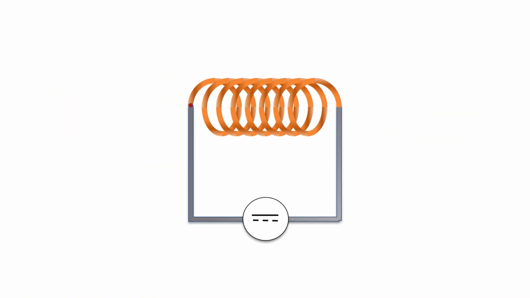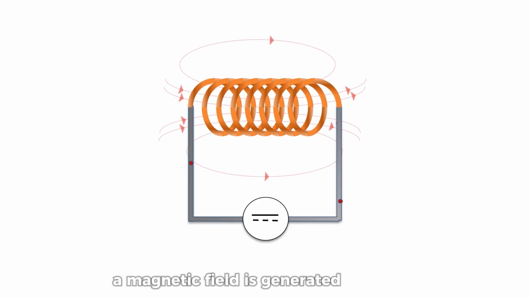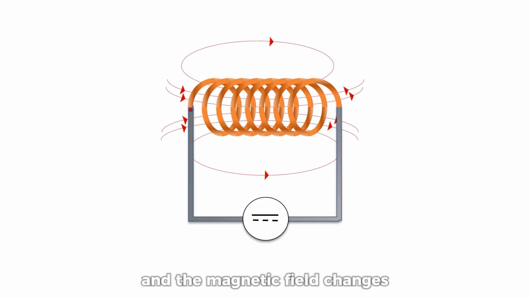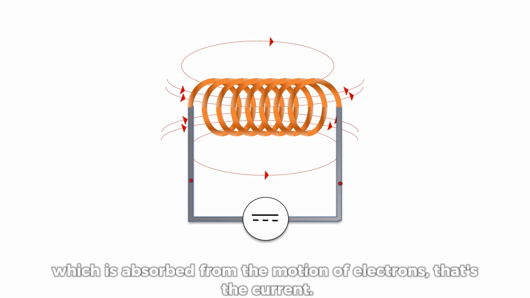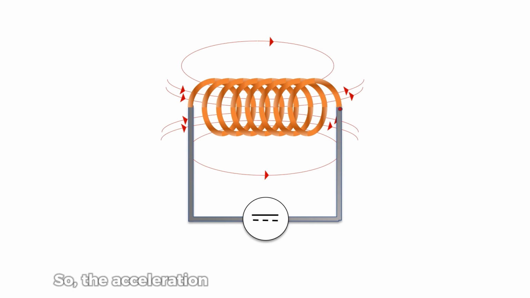For inductors, every time current flows through an inductor, a magnetic field is generated around it, and the magnetic field changes whenever current flow changes. This magnetic field stores energy, which is absorbed from the motion of electrons, that's the current. So the acceleration of the electrons is slowed initially, until a balance is gained by the magnetic field. This is why the inductor is said to resist change in current. Also, if current flow is reduced, the inductor releases energy from its storage, which slows down that change.